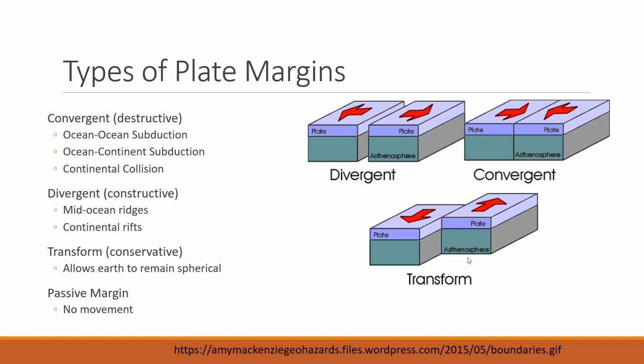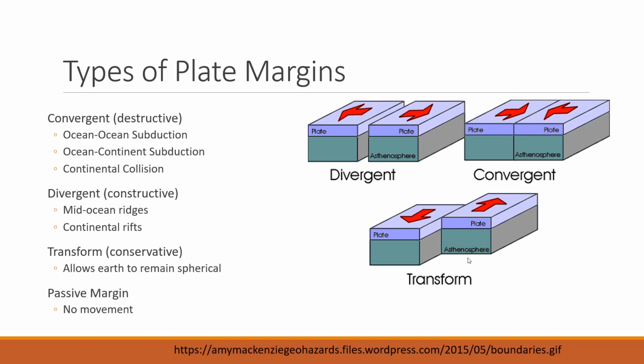So we have convergent or destructive plate boundaries. Convergent means they converge, they come together. Destructive means that material is destroyed there. This happens at subduction zones. So we can have ocean-ocean subduction, ocean-continent subduction, or continental collision. I will talk about all those in a second.